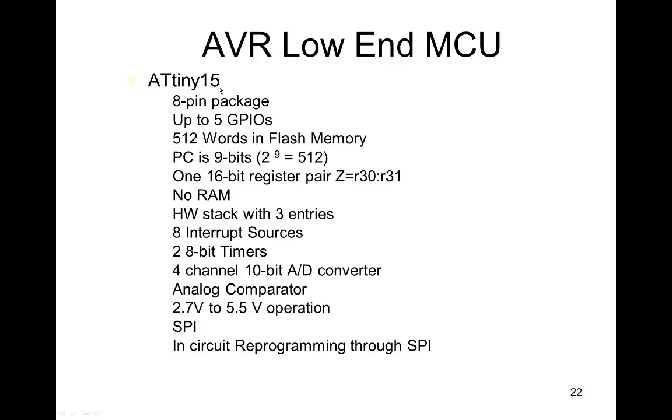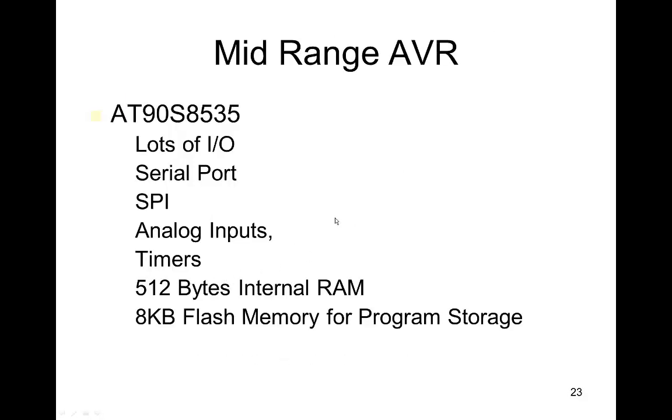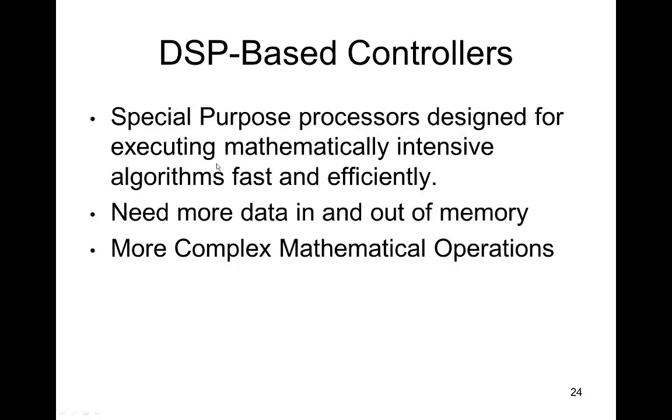The ATtiny is their smallest, in an 8-pin package with 5 GPIOs, and up to 512 words in flash memory, pretty small stuff, right? It has 8 interrupt sources, 2 8-bit timers, not even a 16-bit timer on there, a 4-channel 10-bit ADC, an analog comparator, can operate between these voltage ranges, has 1 SPI, and in-circuit reprogramming through SPI. And then they have a mid-range guy, right? This is a little bit closer to our ATmega 328 here. Yeah, I guess that's it for the ATmega.